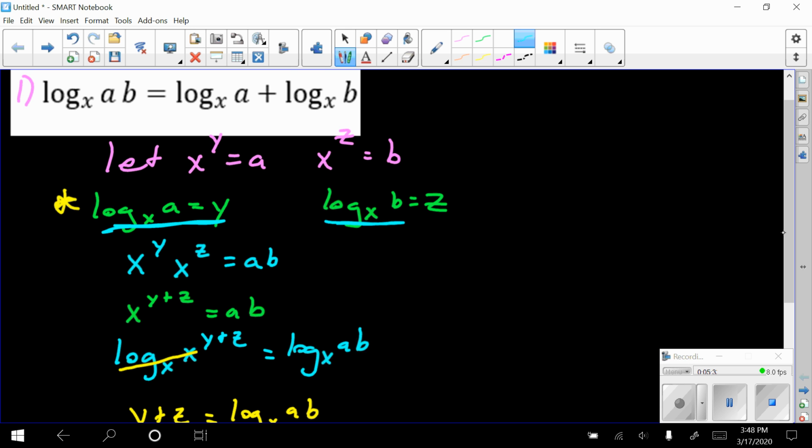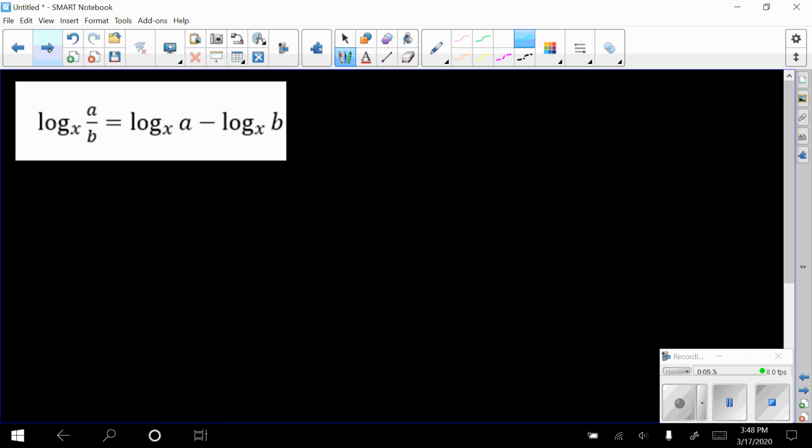Okay, so that's property number one. Property number two is almost identical, but instead of using multiplication, it's now division. So I think I'm going to skip over this one because they act in the exact same way, but instead of multiplication, now you just have division. So I would take a sec to write that down, and then we'll go on to property number three.